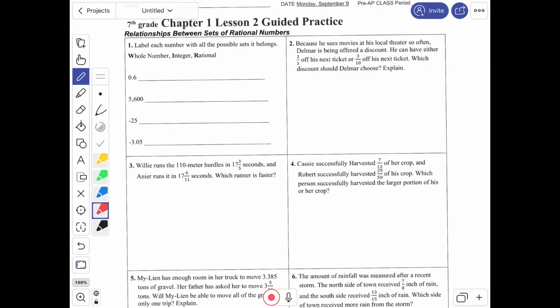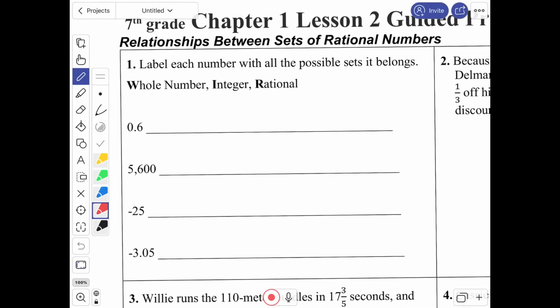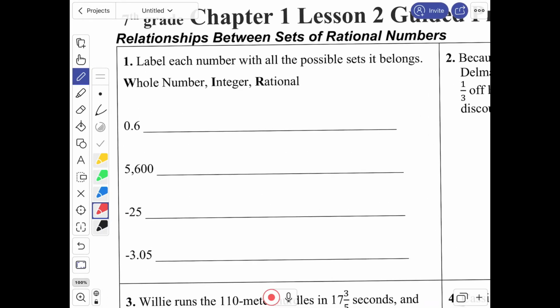Let's do some examples now. For Chapter 1, Lesson 2, Guided Practice. Number 1 says, label each number with all the possible sets it belongs to. So 0.6, the smallest set it would need to fit into would be rational.